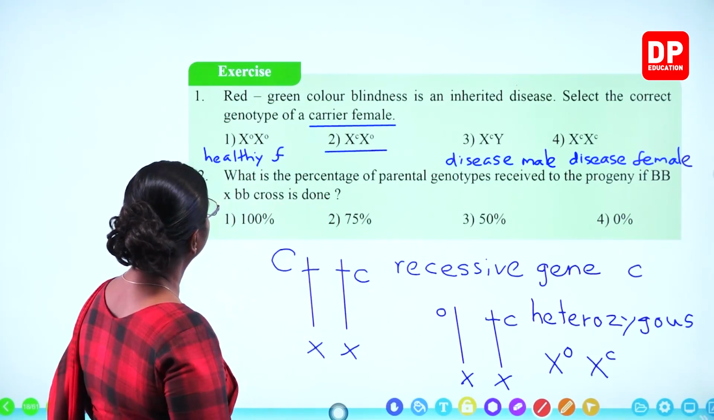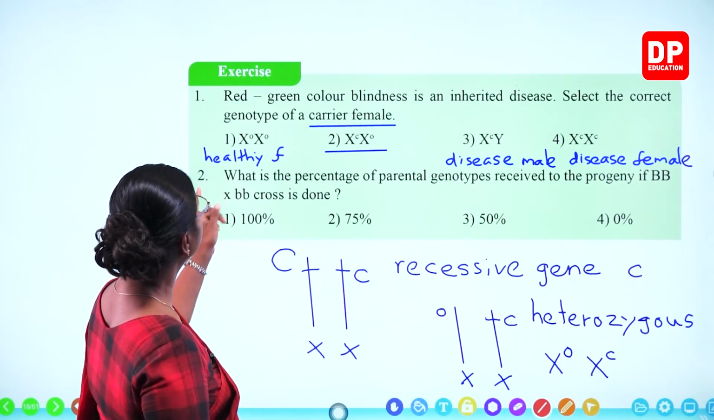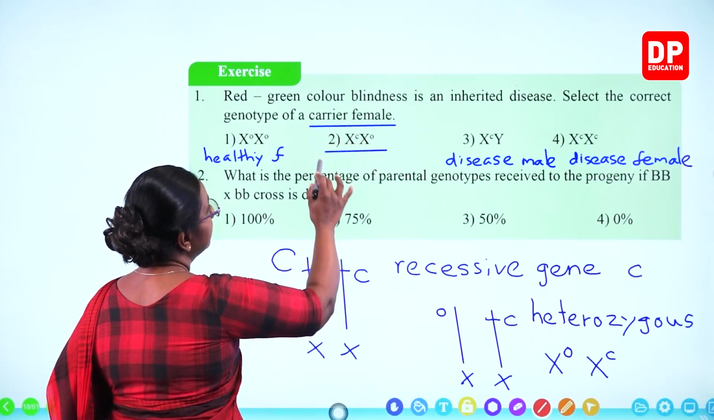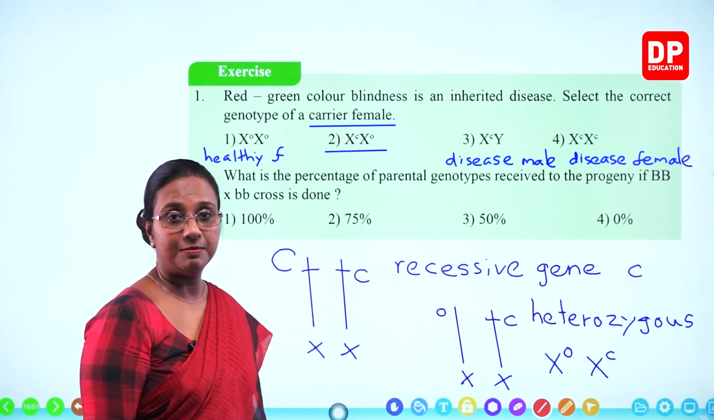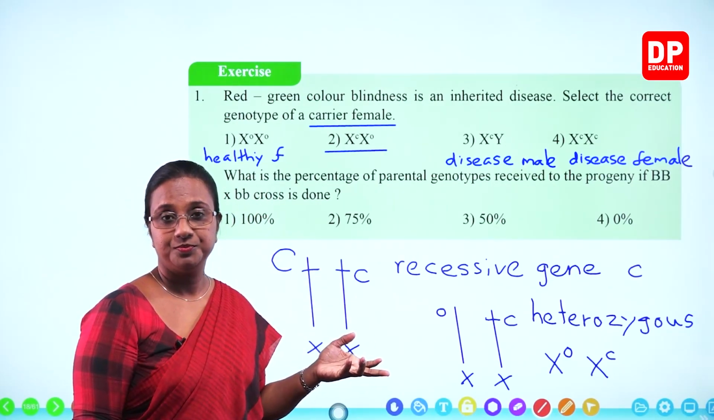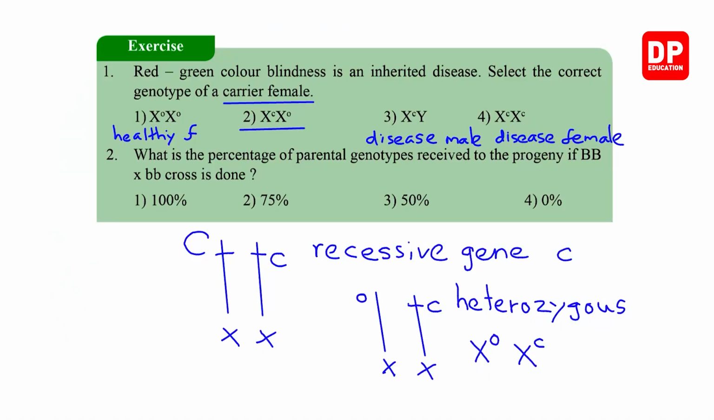So for this question, red-green color blindness is an inherited disease. Select the correct genotype of a carrier female. So this is the genotype of a carrier female, X simple C, X0. I'm sure you all can understand that. So look at the next question.